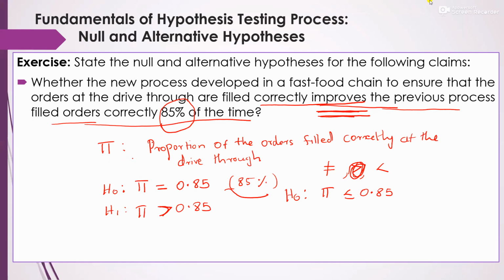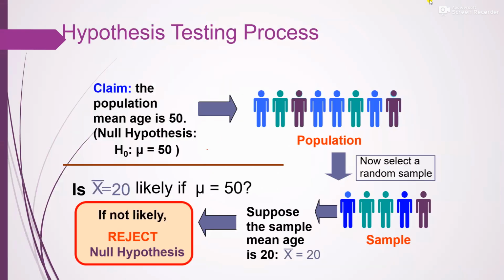So first you decide the parameter, whether it's mu or pi, and then also define what mu is in the case and what pi is in the case related to your problem. After defining your notation, then you can use H0 and H1 in such manner, right? Now we are coming to the hypothesis testing process.